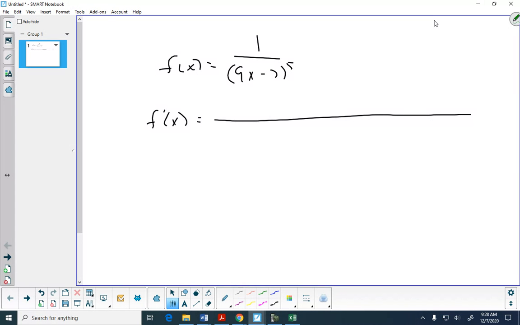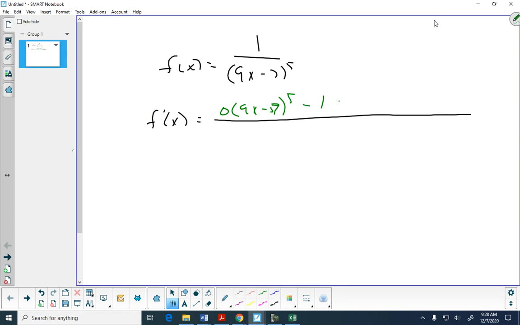we have the derivative of the top, which is just the derivative of 1, times the bottom. Well, Ozzy, what is the derivative of 1? 0. So we have 0 times the bottom, (9x minus 7) to the 5th power, minus the top, which is 1, times the derivative of the bottom. Well, if I take the derivative of the bottom, we have to use our chain rule.